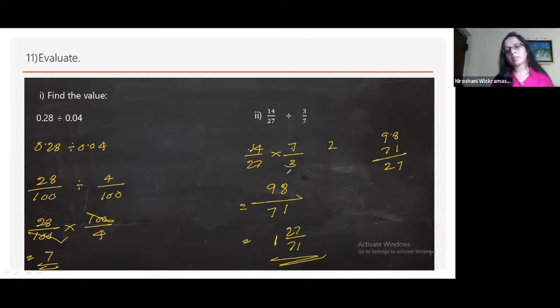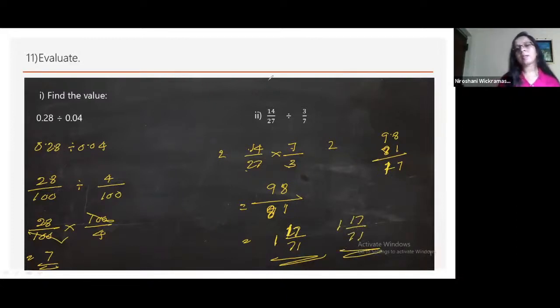I want to check this again. 3 times 7, 21, 2 remaining. 3 times 2, 6, 6 and 2, 81. Then 98 divided by 81. 17, sorry, that is 17. 1 and 17 over 81 is the answer, right? Okay.